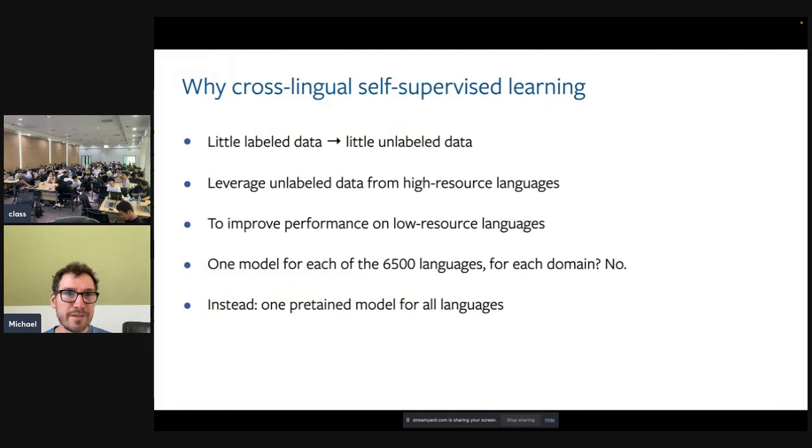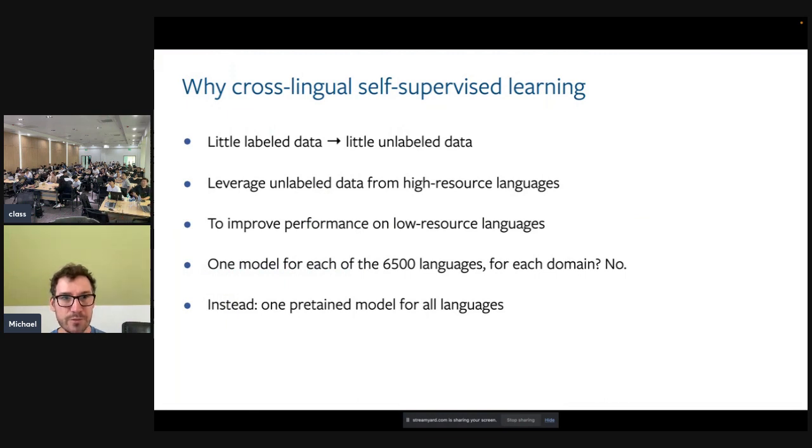So the idea of cross-lingual self-supervised learning is to learn representations that work across many different languages. The motivation for doing that is that if we have little labeled data, like is the case very often, then we also have little unlabeled data. We usually have more unlabeled data than labeled data, but there's still less than in high resource languages. And the general idea of cross-lingual training is to leverage the unlabeled data from high resource languages for low resource languages.